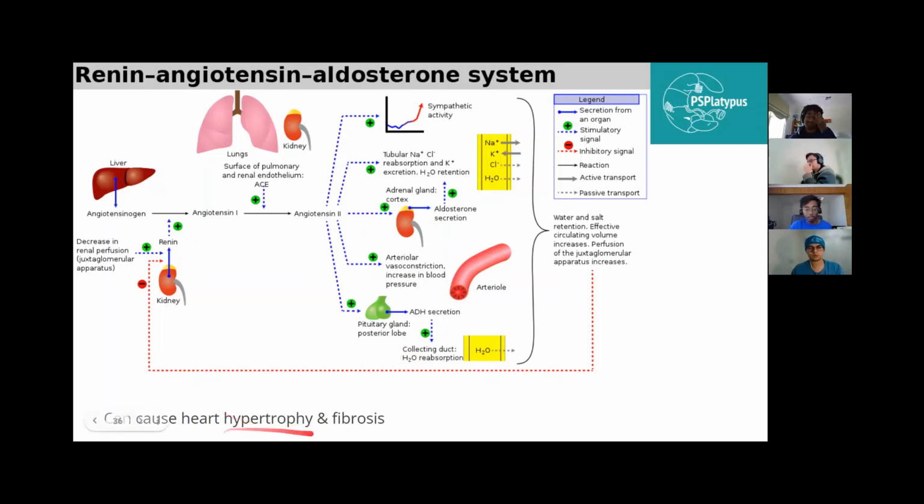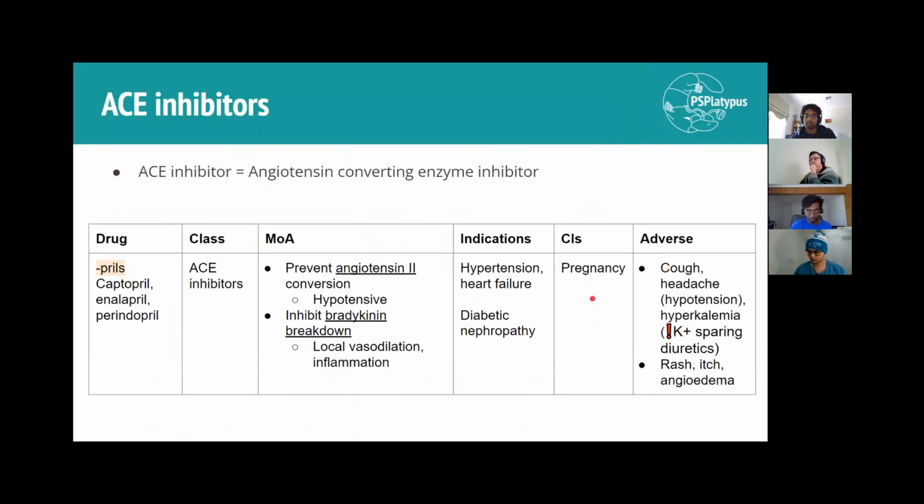So one more thing is that this system can cause heart hypertrophy and fibrosis as well, which kind of makes sense. Heart hypertrophy is to compensate for the increase in blood pressure, so you've got to pump more and harder. And fibrosis is damage to the heart, or the replacing of damaged tissue by fibrous tissue.